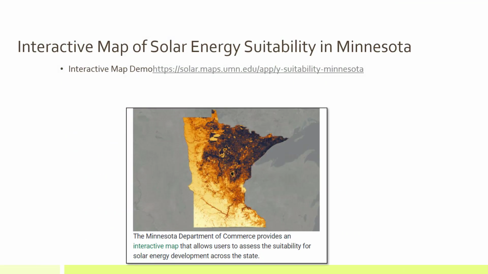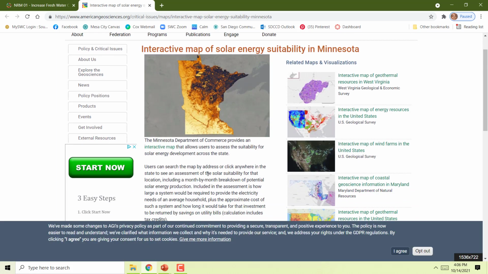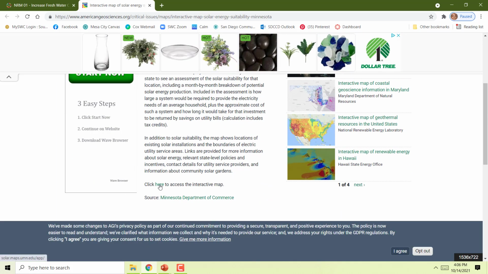Here's another map that I want to show you. There is a geosciences collection of interactive maps. There is a link on our Canvas site, and I want to show you this one in particular. And let's see if it'll take me to an external site here. And this is from the American Geosciences Organization. And if we go in, I'm going to go right in here and click to access the interactive map.